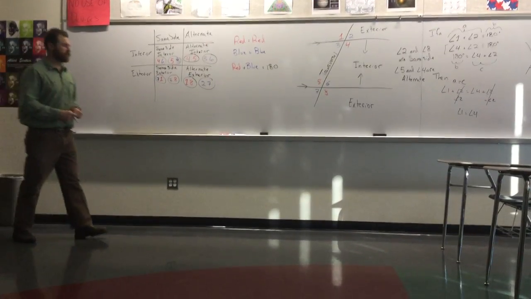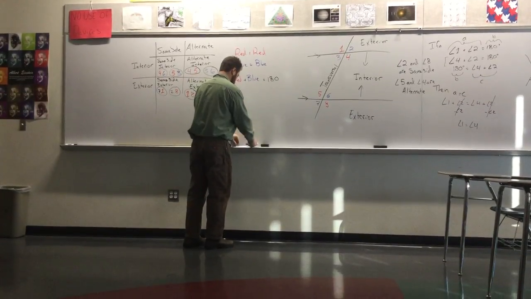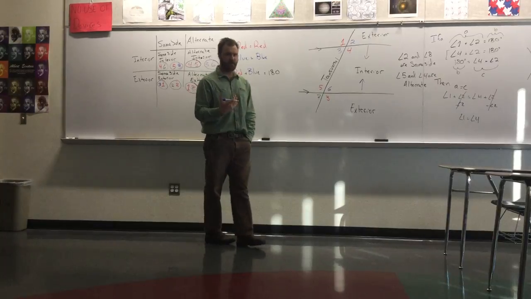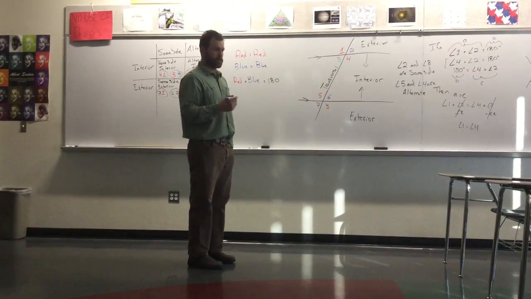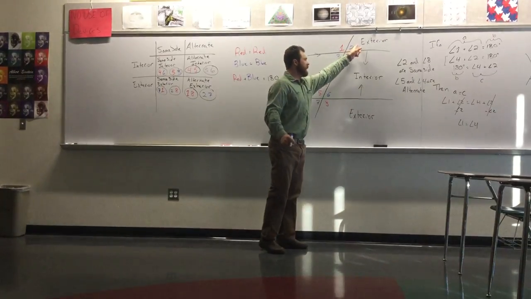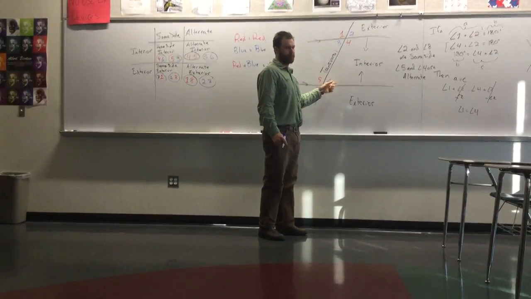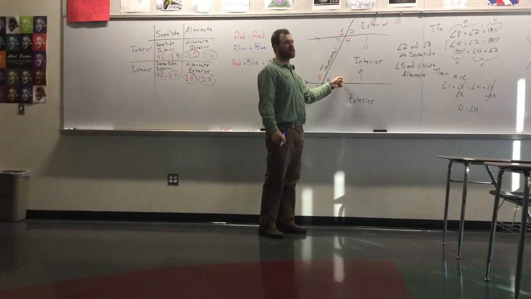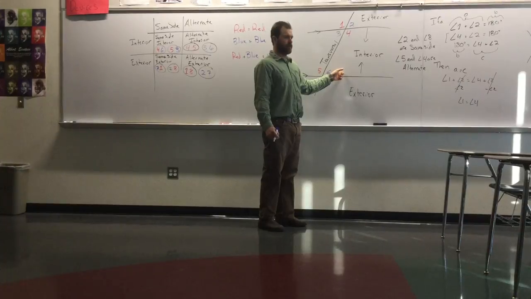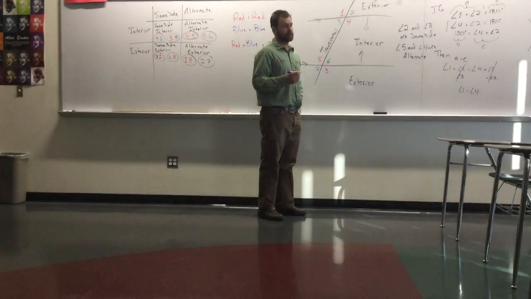All right, now I ask you, what about this angle pair? How about angle 2 and 6? Are those alternate? Well, one's exterior, one's interior, right? So that's the one type of angle we haven't talked about. We call them corresponding.